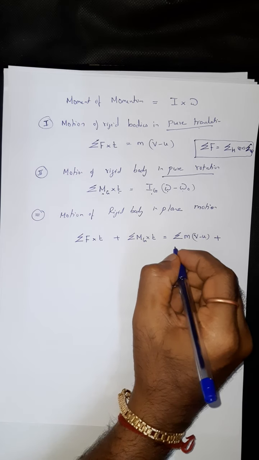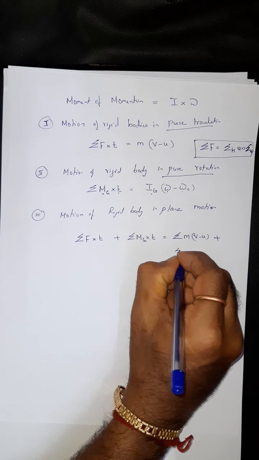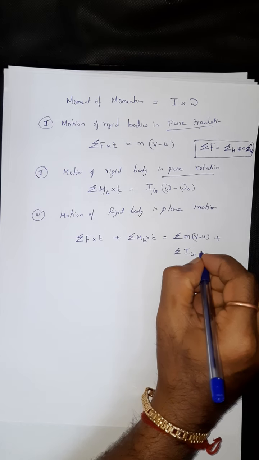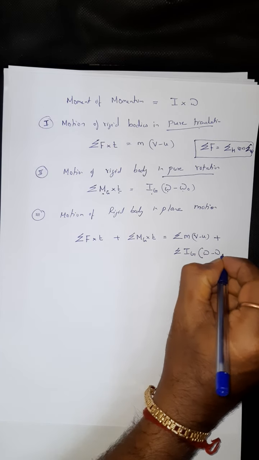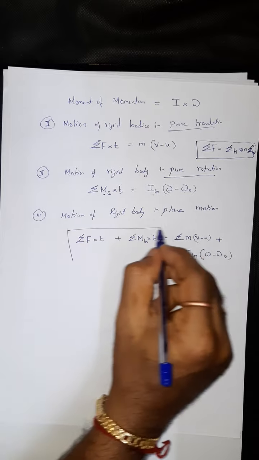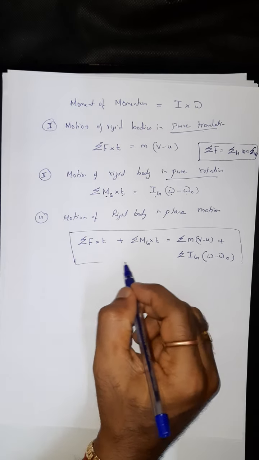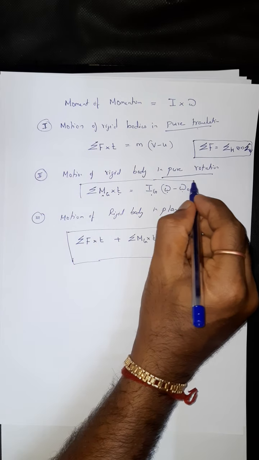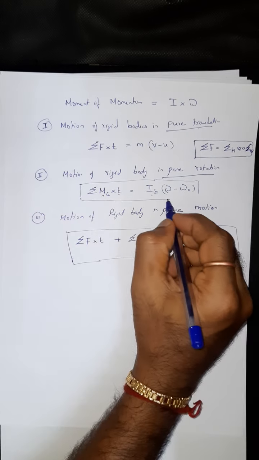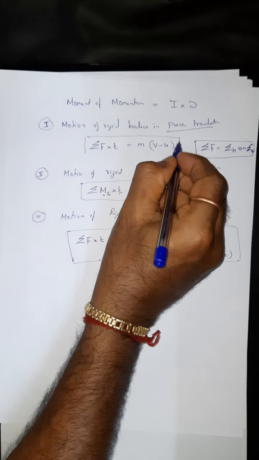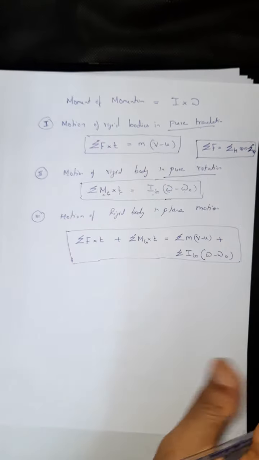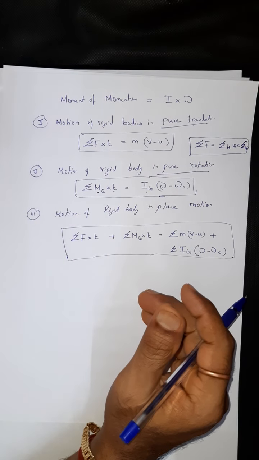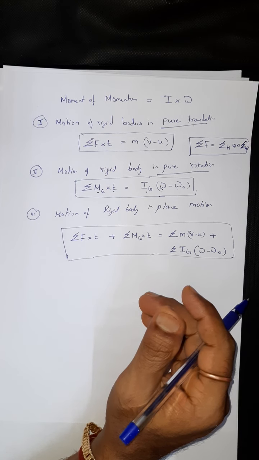plus sum of inertia, that is mass moment of inertia, into omega minus omega o. So these are the 3 formulas which you need to remember to solve a problem using the impulse momentum principle. Okay. So this is for the angular momentum or impulse momentum principle.